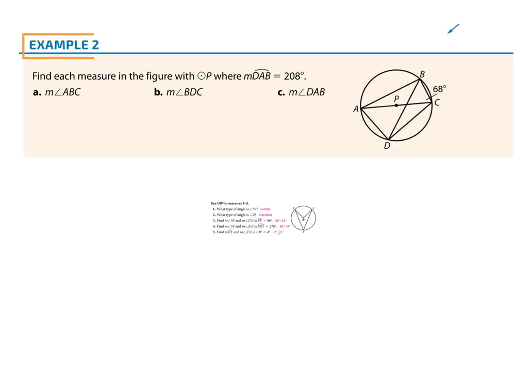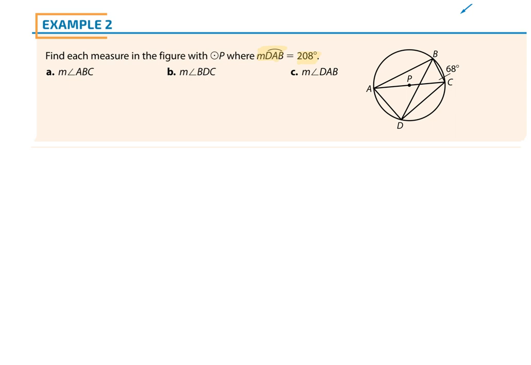So let's look at this. All right. Find each measure of the figure where DAB is 208. So they've given us some information on this image, and they've given us some in the instructions. They've told us that DAB is 208 degrees. That is an arc measure. So from D to A to B, all the way around, this is 208 degrees.